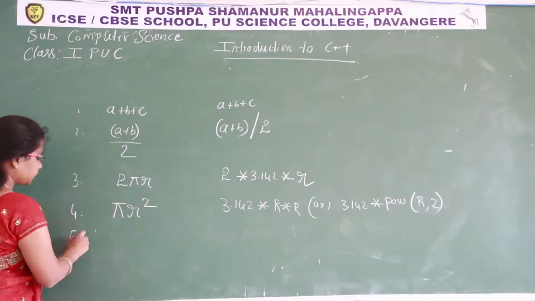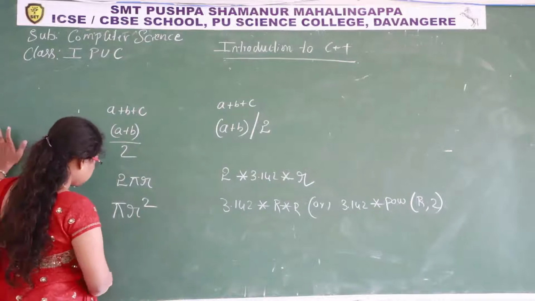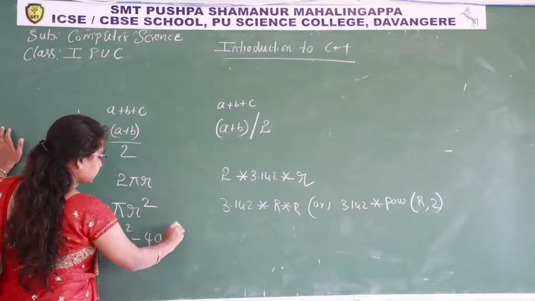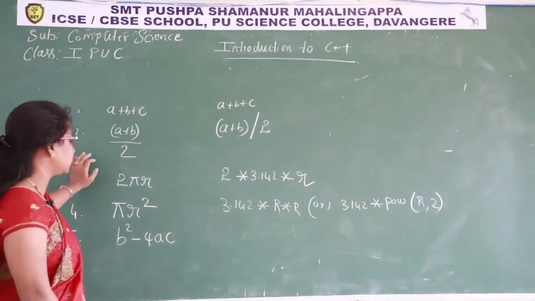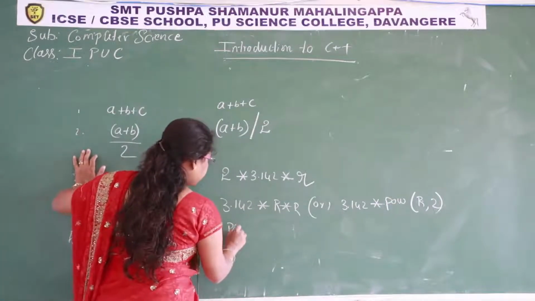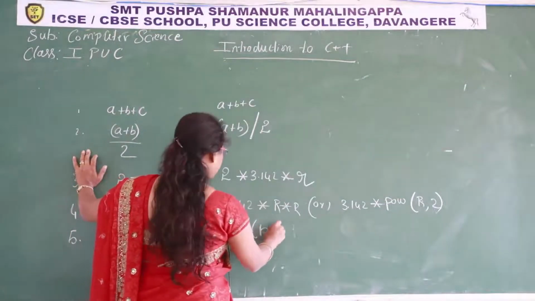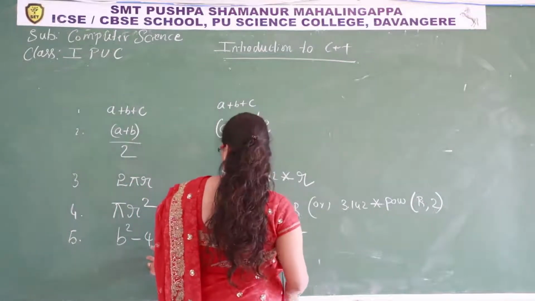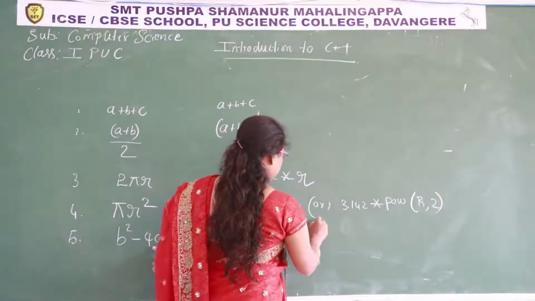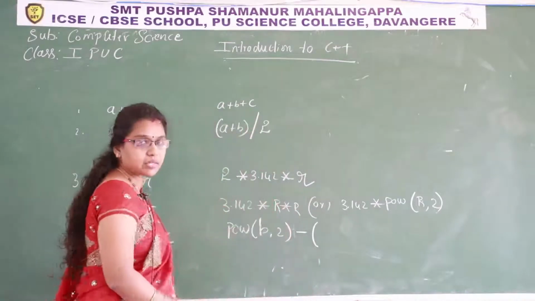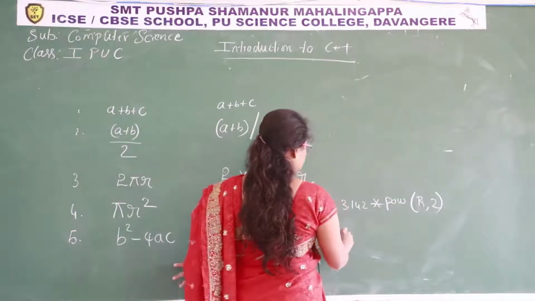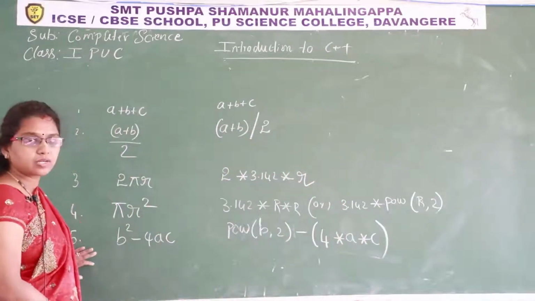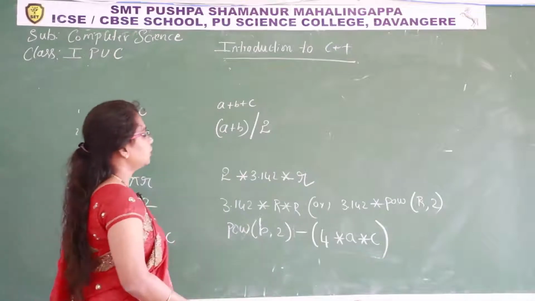Next. B square minus 4ac. How to write in C++? You can use the power function, POW of b comma 2, minus 4ac. You have to put parenthesis here: 4 star a star c, close parenthesis. Understood? In this way you have to write. And one more.